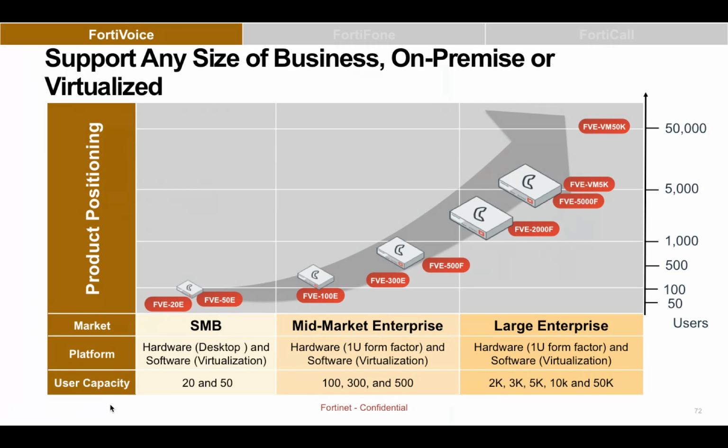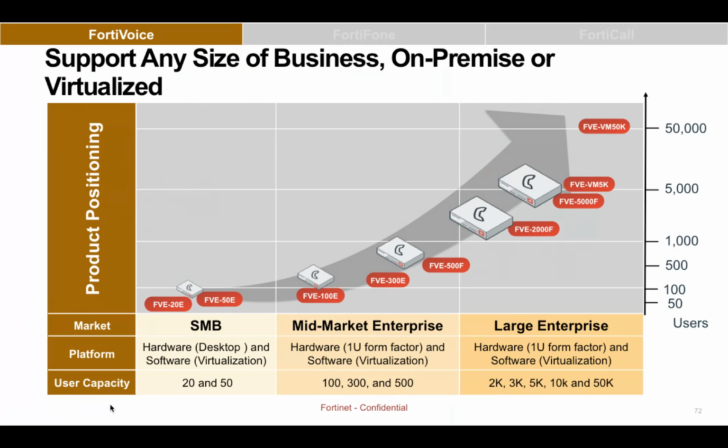Moving on to the 100, it is basically the model where your enterprise features are; we treat that as an enterprise grade IP PBX. It's a 1U form factor. We have different models under mid size, so we have the FVE 100E and then we have the 300 and 500 respectively. It's the same approach: if it is the 100E, it supports up to 100 SIP extensions and different capacity of SIP trunks.